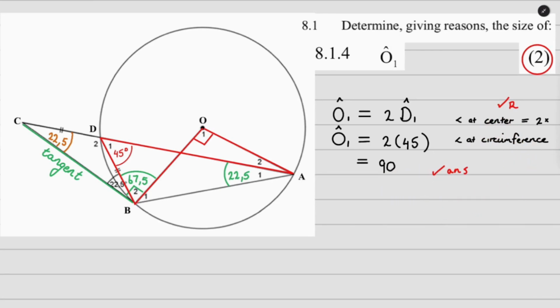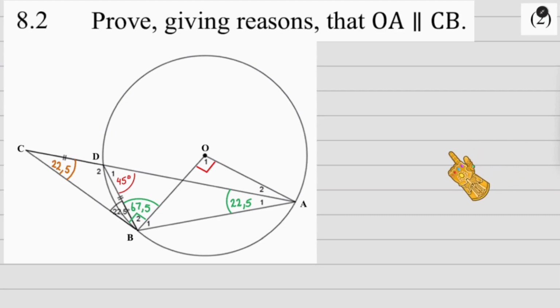In 8.2, we've been asked to prove that line OA is parallel to CB, and you've got about 4 ways of doing that. The best place to start looking is to prove one of these 3 things.